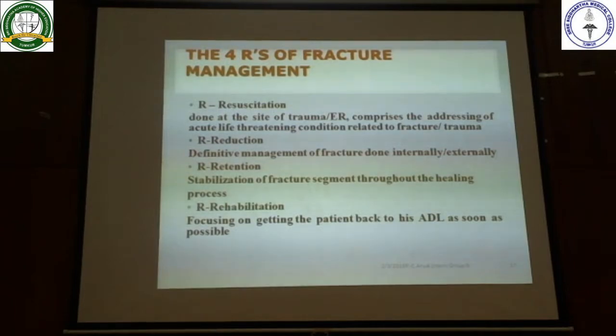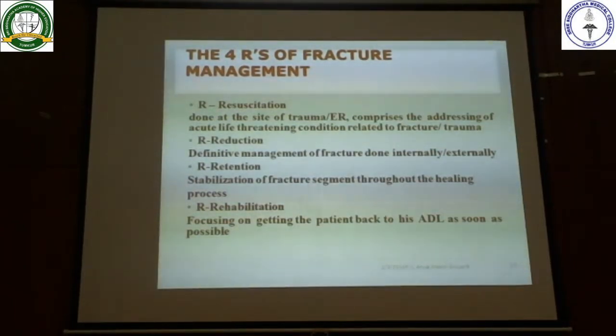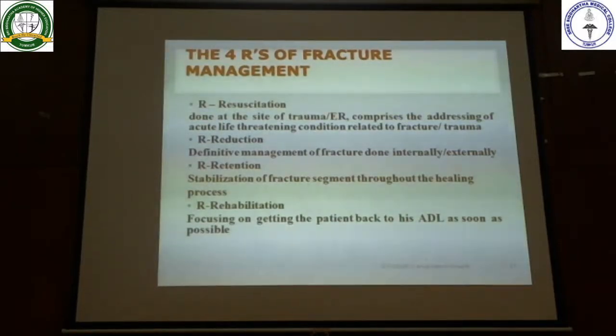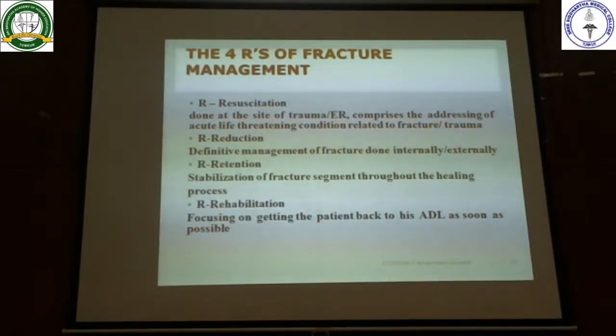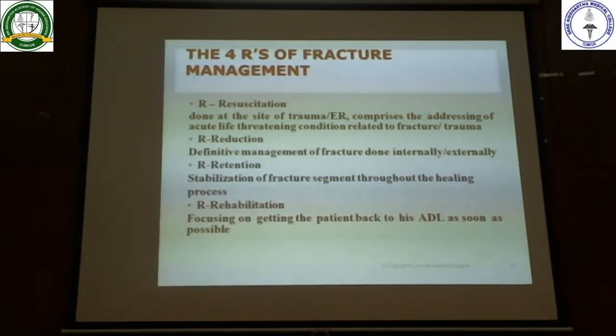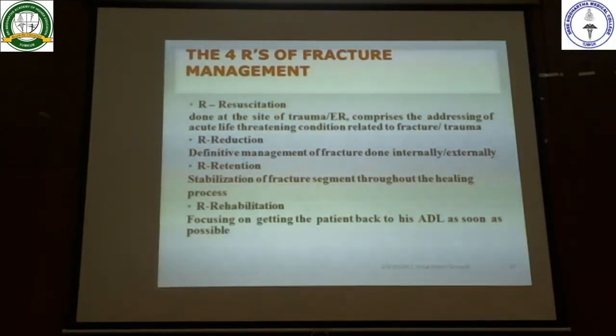The second one is of course reduction. Reduction means bringing the fracture back into its anatomical position. That is known as reduction. There is definitive management of fracture done internally or externally. As you know very well, there are 2 types of fixation, internal and external fixation. Again, we'll see briefly regarding the fracture shaft of femur here.